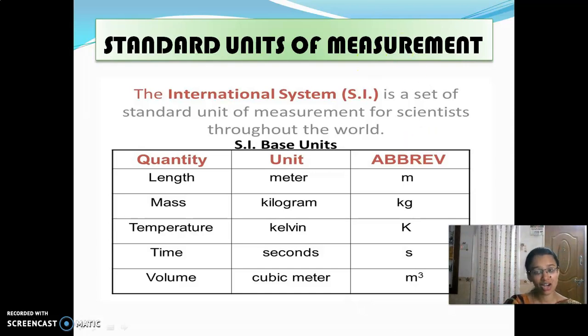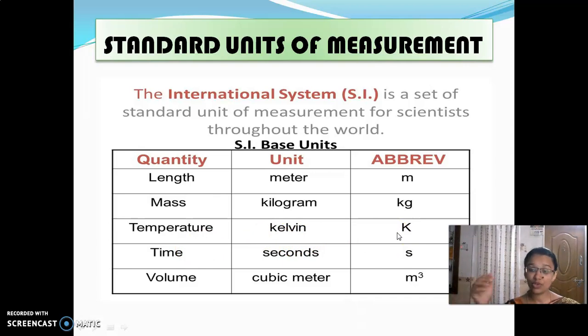Now we'll have a look at it. What is the quantity? If it is length, its unit is meter. It is abbreviated as m. And for mass, what is the unit of mass? Kilogram. It is abbreviated as kg. And then temperature, Kelvin, abbreviated as capital K.